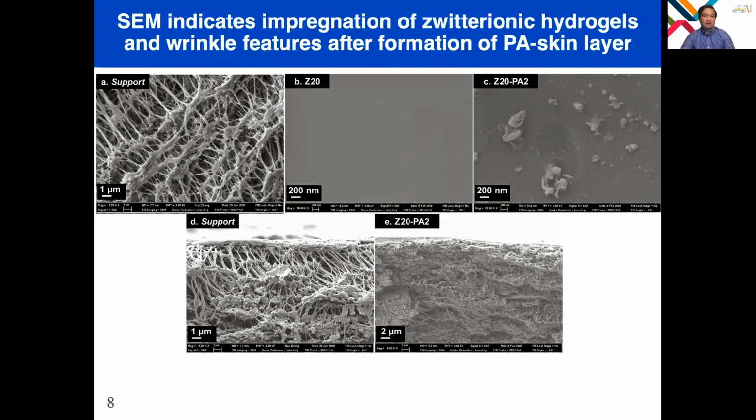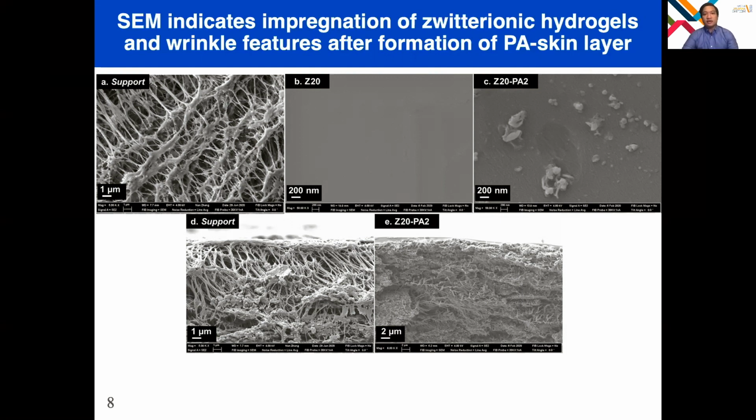On the other hand, the Z20PA2 membrane shows wrinkle feature consistent with the PA layer of conventional nanofiltration membrane. The large feature you see on the surface of the Z20PA2 membrane was caused by residual aqueous droplets which were not completely removed before the immersion into the TMC solution during the GLIP process.